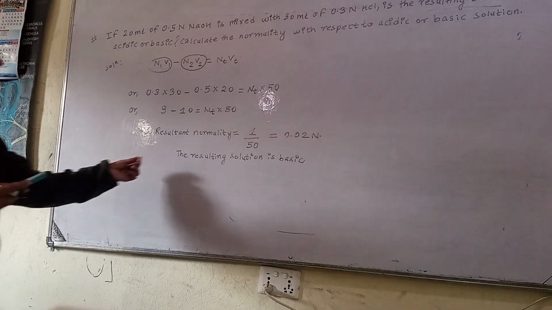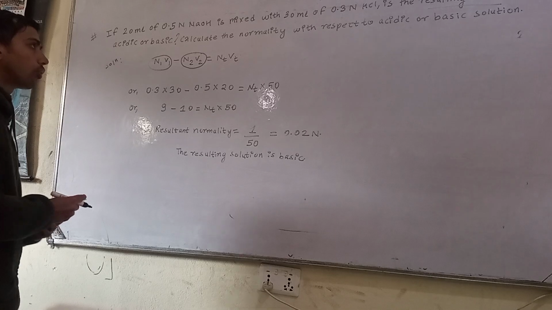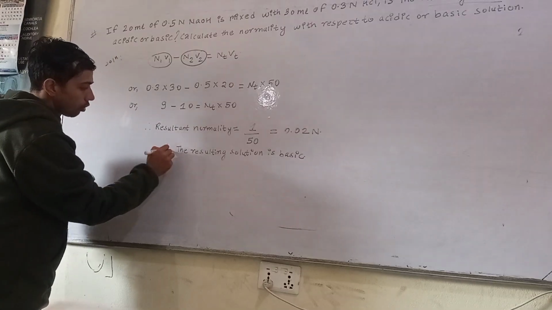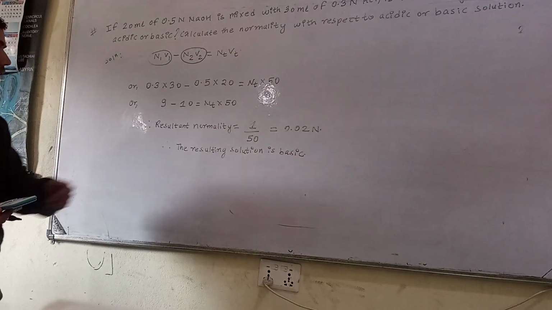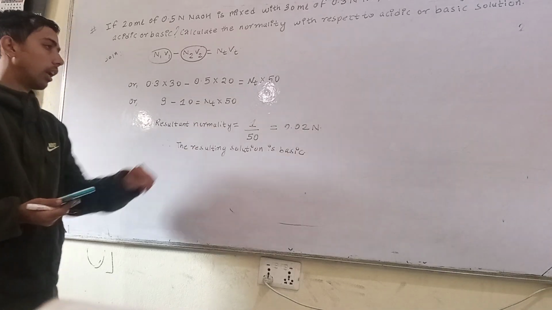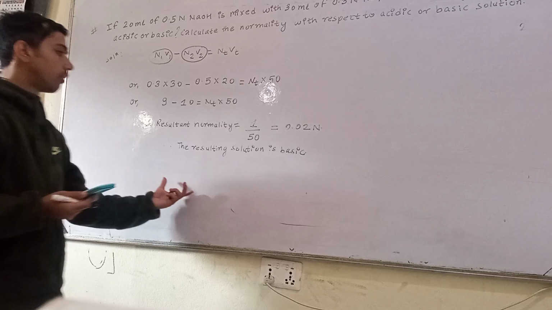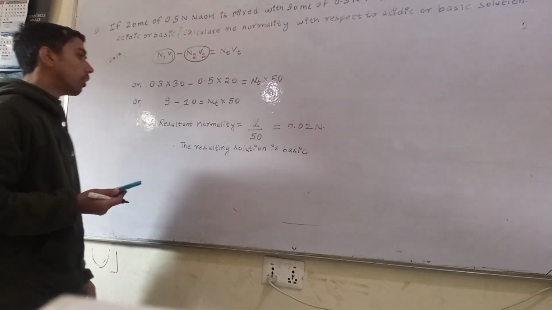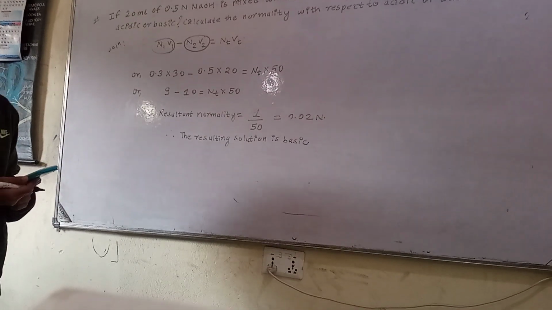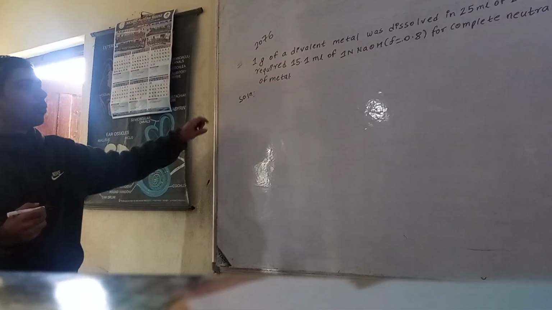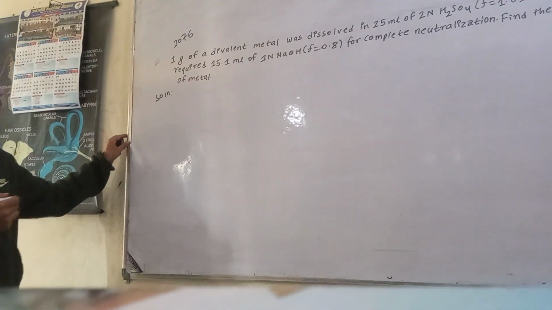We have calculated the resultant normality and also found out the resulting solution is basic, because we have got the negative here. If we get the answer in positive, then the resulting solution is acidic in nature. This is also the most important question for the NEB examination.